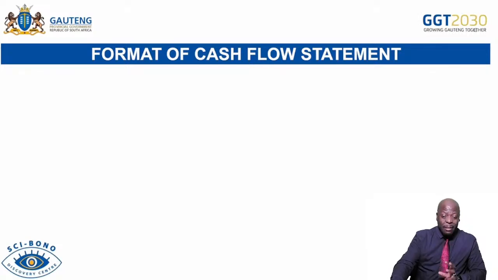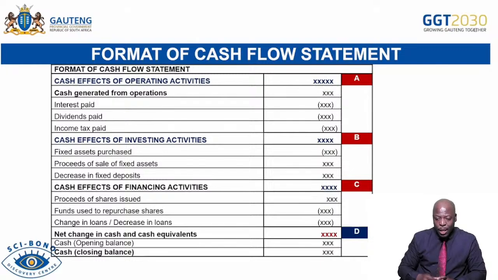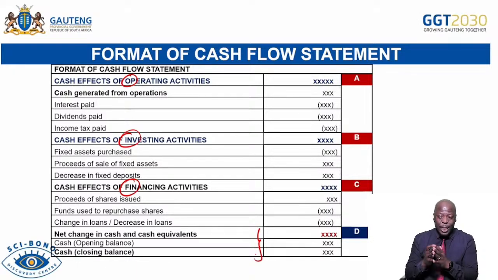So we're going to now look at the format of the cash flow statement. Here is the format. So the first part, remember, we are talking about operating. So it is cash effects from operating. Then we come to the cash effects in investing. And then the last part is the cash effects on your financing activities. Then you have your net change in cash and cash equivalents, which is the last part of the cash flow statement. Now, very important that you understand your format, know your format.